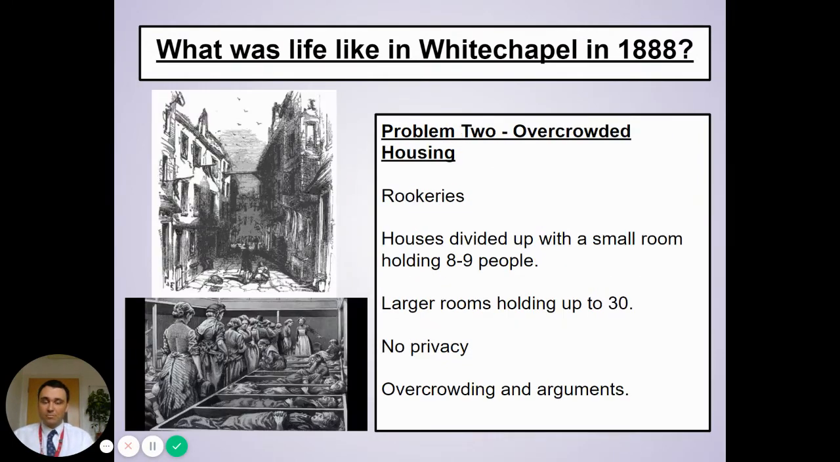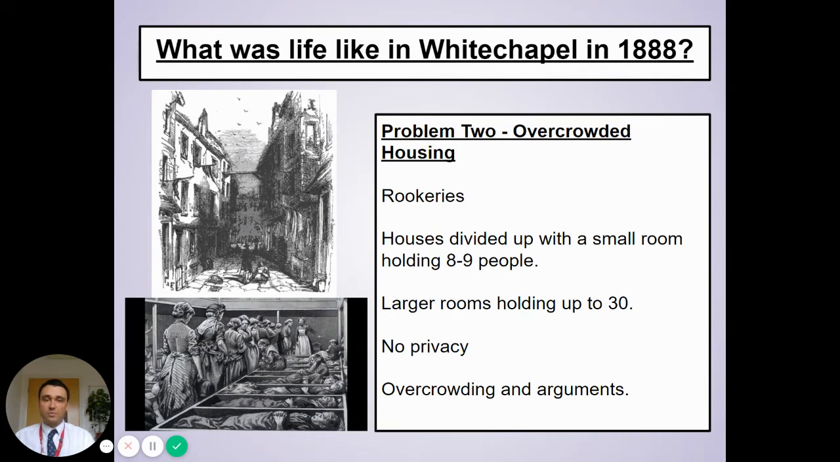Problem 2 was the overcrowded housing. Because despite the dangers of Whitechapel, despite the pollution that you had, people still wanted to go there. Well, not want, but they couldn't afford to go anywhere else. So where do you put all these people? Because Whitechapel was only a small part of London. Well, there were different solutions. One of these was rookeries, which is where you would basically divide a house up with rooms holding a certain amount of people. So, for example, it'd be common to have a house where each room in the house would hold about 8 to 9 people. Now, if you've ever shared a room with a sibling before, you will know what a nightmare it is sharing with people, let alone not just one person, but actually 8 to 9.